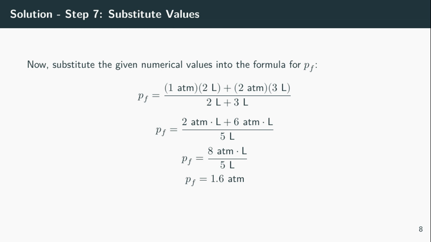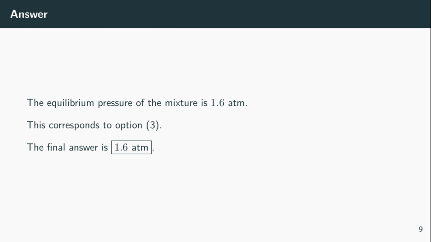Therefore, the final equilibrium pressure P final is 1.6 atmospheres. So the equilibrium pressure of the mixture is 1.6 atmospheres. Looking back at our options, this corresponds exactly to option number 3. Our final answer is indeed 1.6 atmospheres. Nicely done!